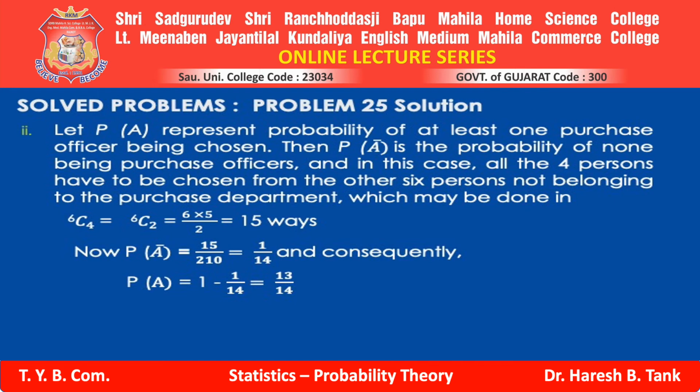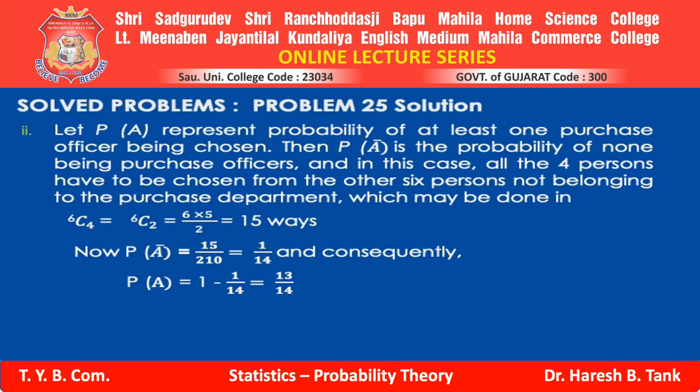Let probability of A represent the probability of at least 1 purchase officer being chosen. So probability of A complement is the probability of none being a purchase officer in the committee. In that case, all the 4 persons have to be chosen from the other 6 persons not belonging to the purchase department, which may be done as 6C4, which is equal to 6C2, which is equal to 6 multiplied by 5 by 2, which is 15 ways. So probability of A complement is 15 upon 210, which is equal to 1 upon 14. And consequently, probability of A becomes 1 minus 1 upon 14, which comes to 13 upon 14.